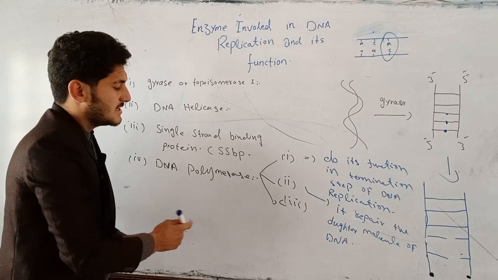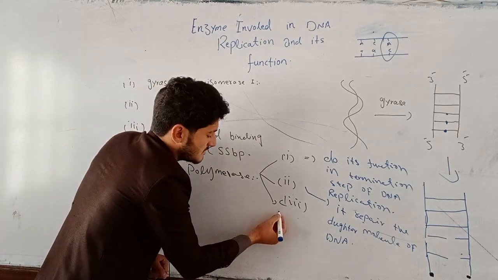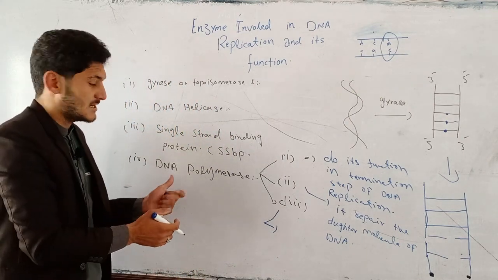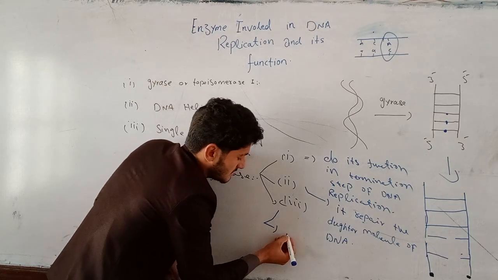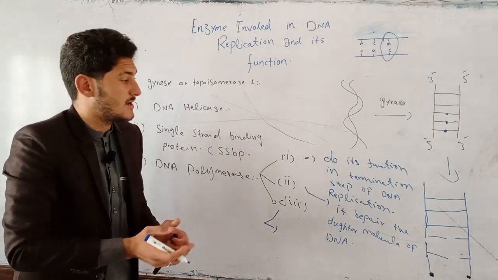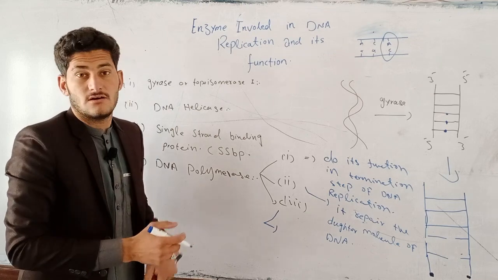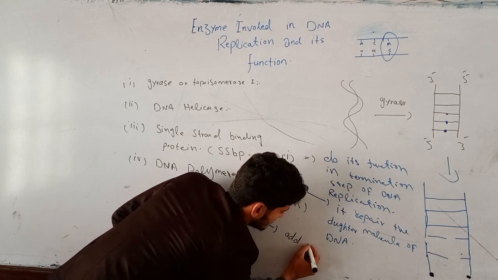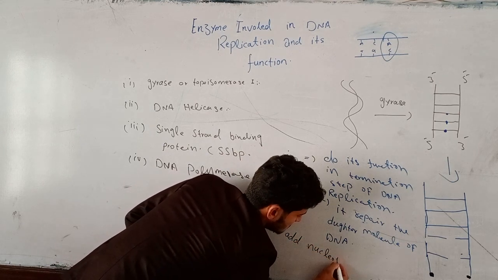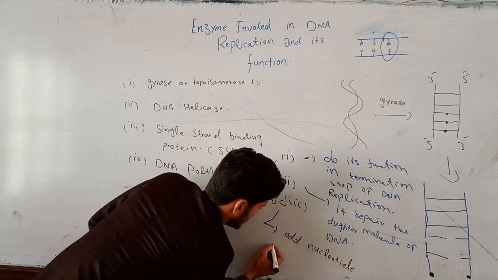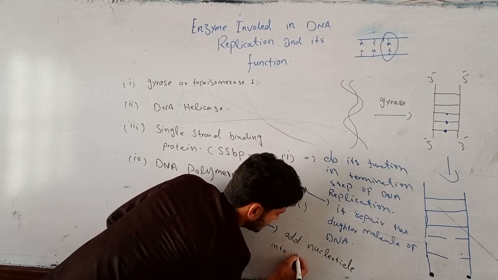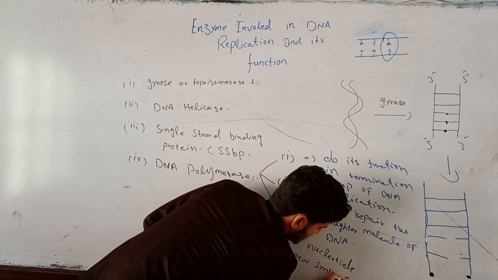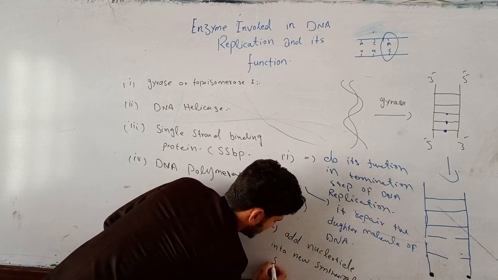And the third one is DNA polymerase 3. DNA polymerase 3 is the main enzyme among the DNA polymerases. It synthesizes the new strand; it adds nucleotides into the newly synthesized strand.